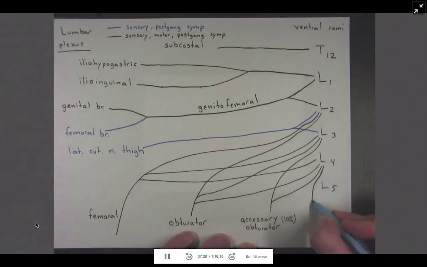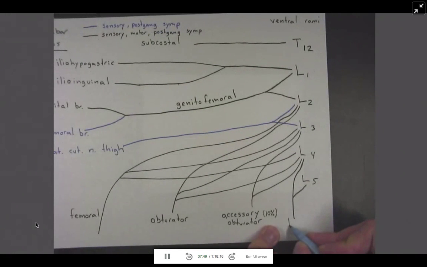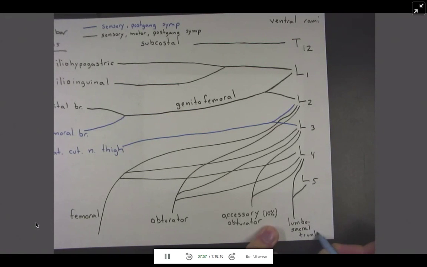And lastly, the lumbosacral trunk. The lumbosacral trunk is a structure that communicates from lumbar spinal nerves to sacral spinal nerves. So we're going to pick this back up when we get to the sacral plexus, but this is L4 and L5, and it is the lumbosacral trunk. And since it contains L4 and L5, it is part of the concept that is the lumbar plexus.